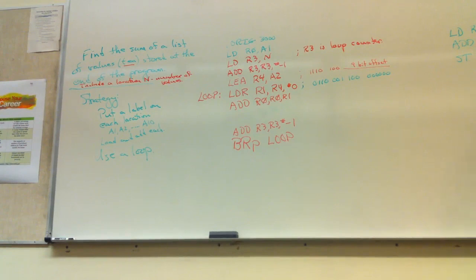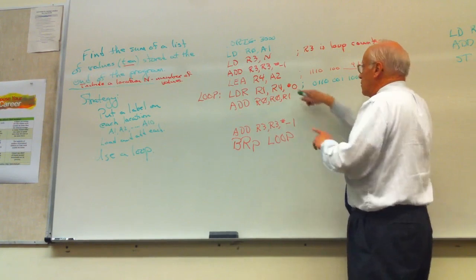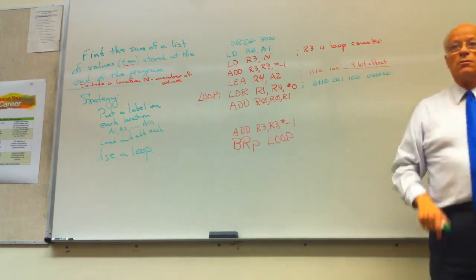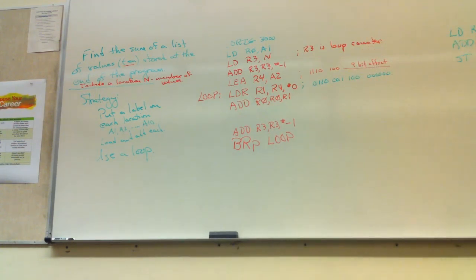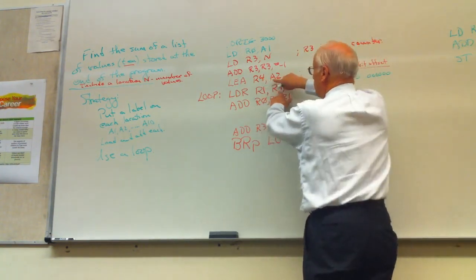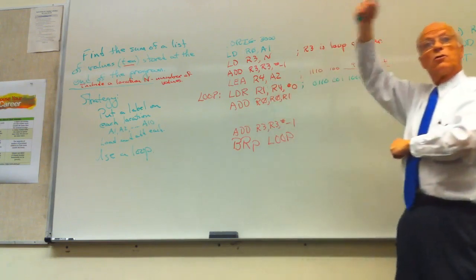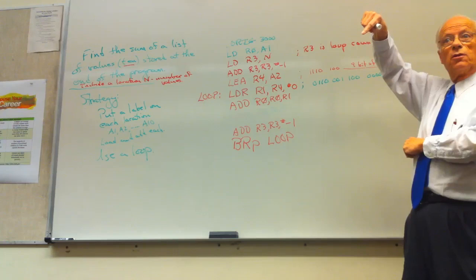Now, all of a sudden, when I do this branch, this offset is no longer 0. It's a 1. And so now, it's going to take register 4, which is kind of the beginning address of things, and it's going to add 1 onto it, so it's going to look at the next memory location.